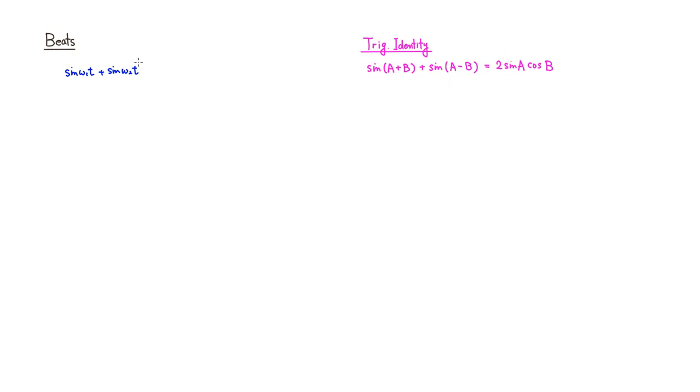So I'm going to use the trig identity listed here: sine of a plus b plus sine of a minus b is equal to 2 sine of a times cosine of b. What I'm going to do is map a plus b to omega 1t, and a minus b to omega 2t. So let's set up an equation here.